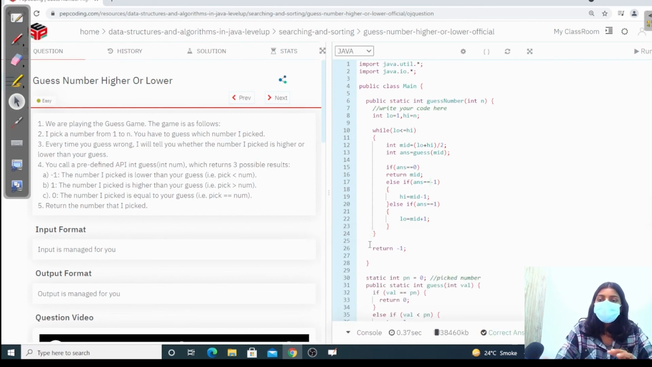So basically in this problem, I hope I was able to make it clear to you. The word problem was the only problem. What we had to do was simply apply binary search to optimize our time. I hope it was clear to you.